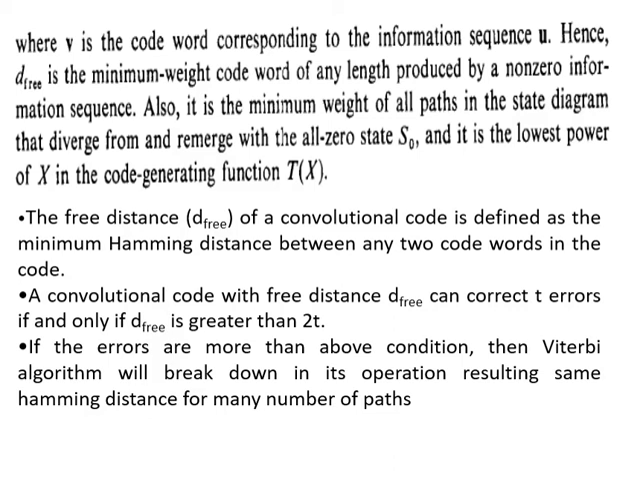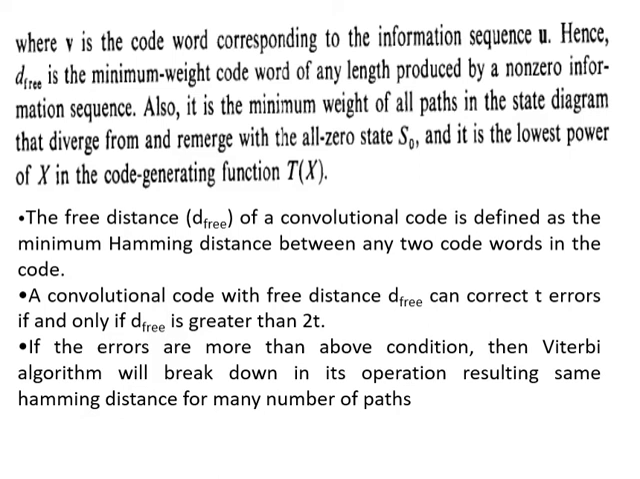Hence, d free is the minimum weight code word of any length produced by a non-zero information sequence. Also, it is the minimum weight of all paths in the state diagram. So, if you are considering a state diagram, what does the minimum free distance mean? It is the minimum weight of all paths in the state diagram that diverge from and re-emerge with the all zero state S0.